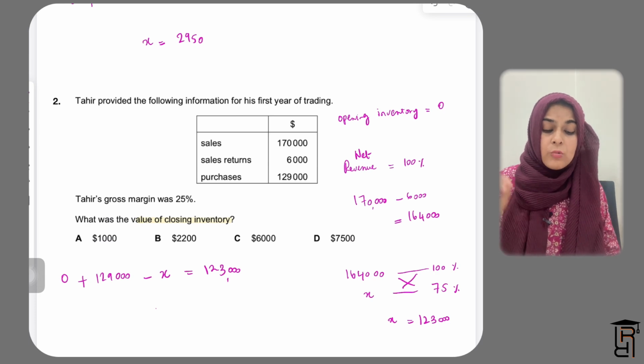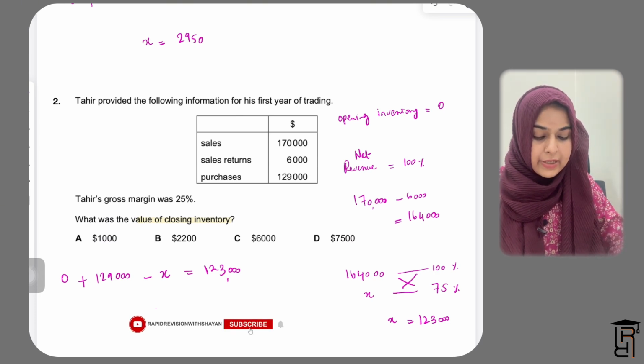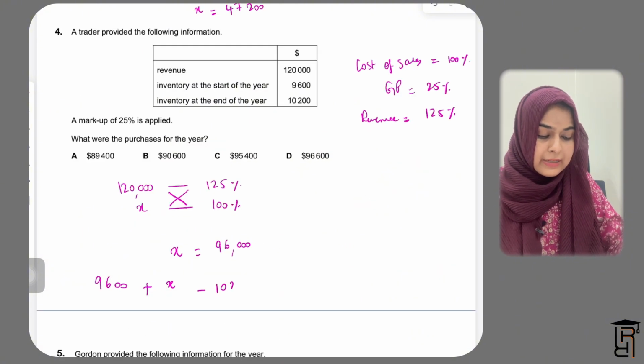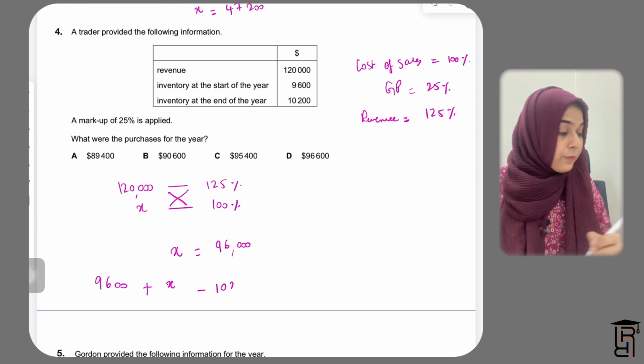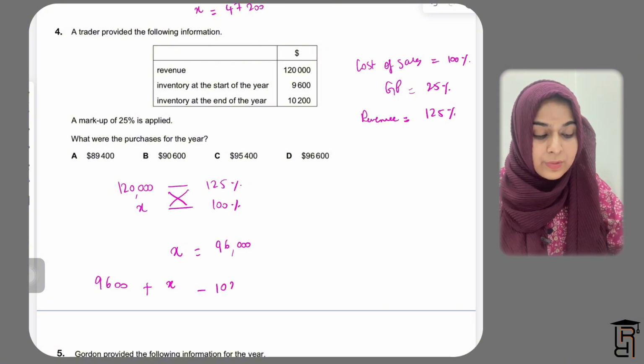Now they are asking what were the purchases for the year. So opening inventory here is 9,600 plus purchases, which I don't know, is X, and then minus closing inventory, which is 10,200, is equal to 96,000, which will give me the value for X, and the value for X is 96,600, which is my purchases. The answer will be D.